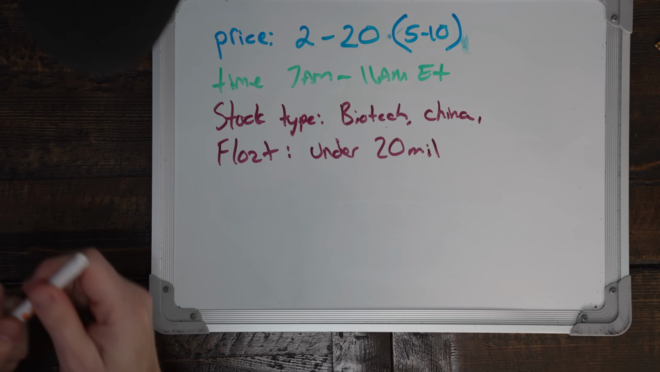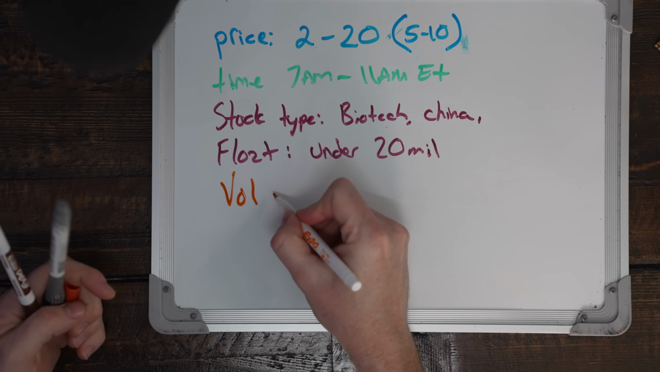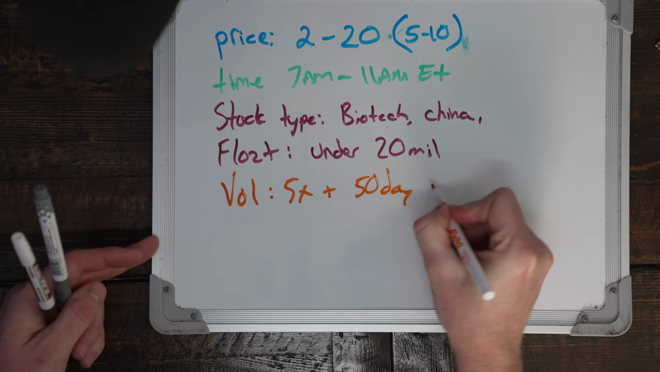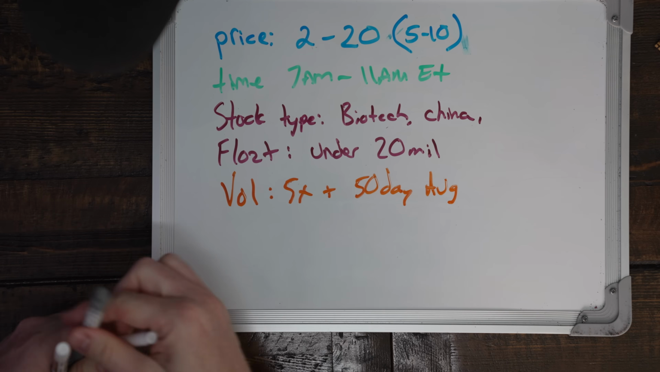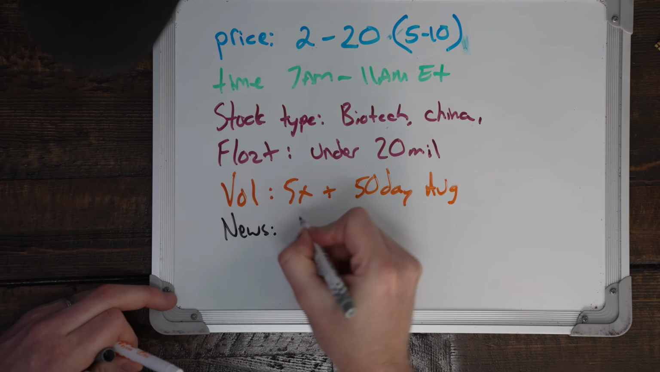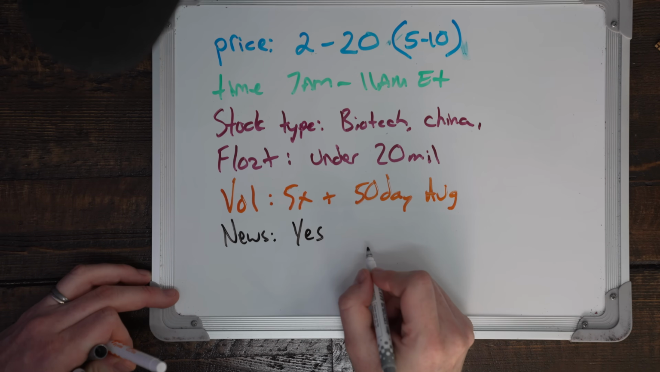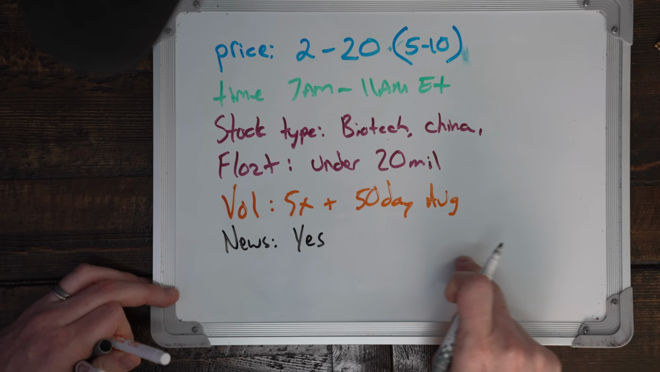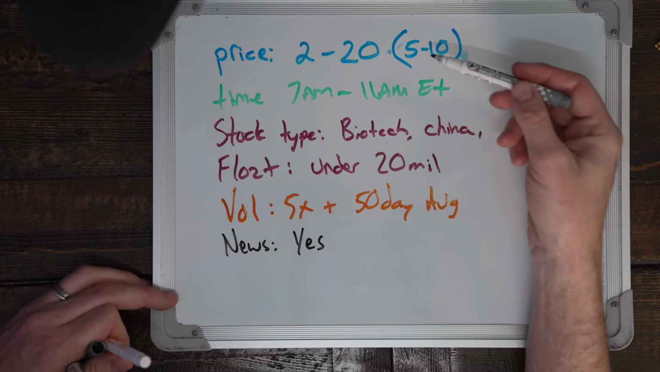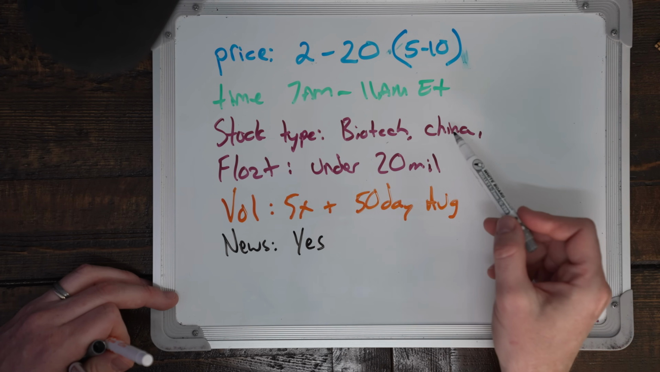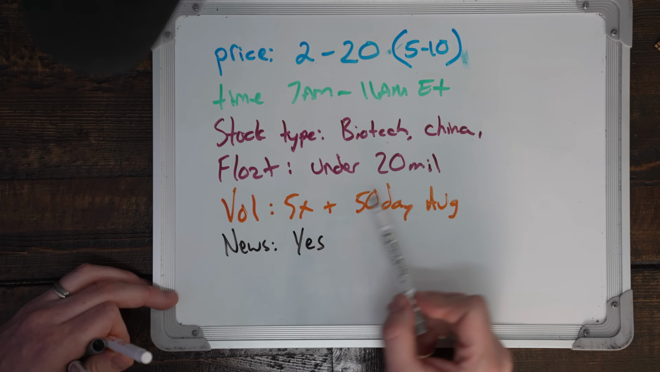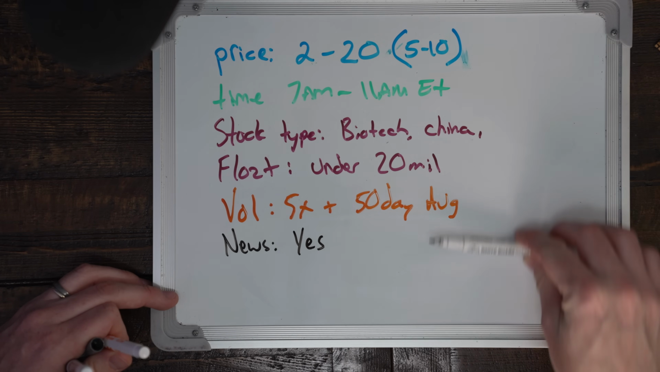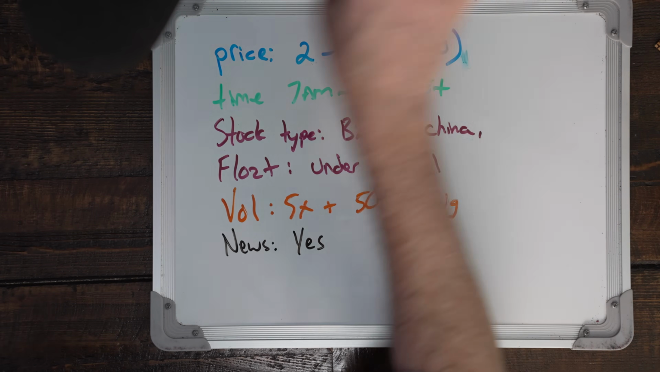All right, so volume, let's see, 5 times above 50-day average. And now news, yes, ideally. Now, not always, but generally speaking, news that we have it. So now you're kind of getting a sense of the type of stock that I'm likely to trade. Between 2 and 20, between the hours of 7 a.m. and 11 a.m. with a biotech Chinese sector, under 20 million float, 5 times relative volume, and has news. So this is the type of stock I'm typically going to be focusing on trading.